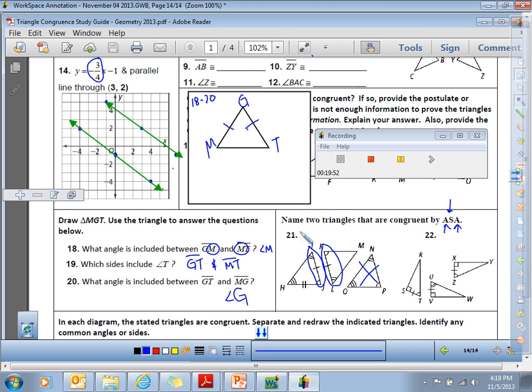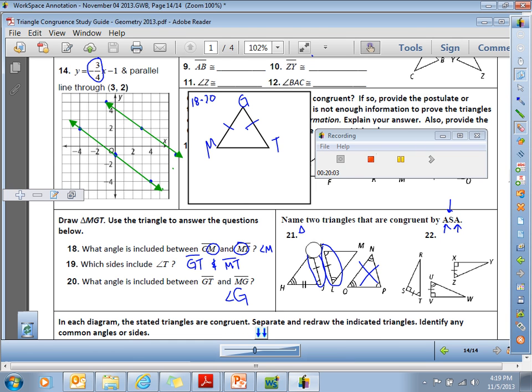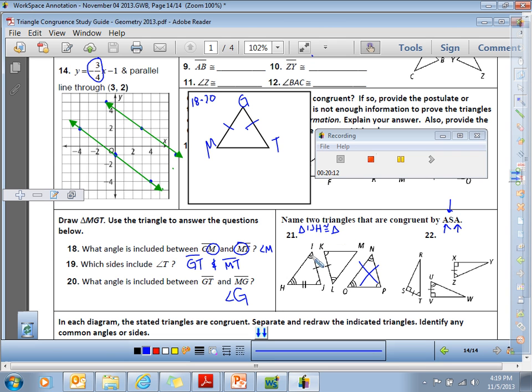Okay? It says name two triangles. Well, we'll say triangle, I've covered up the letters now, triangle IJH is congruent to triangle. What corresponds to I? L does. What corresponds to J? K does. And what corresponds to H? M does. So those two triangles are congruent. This one and this one.